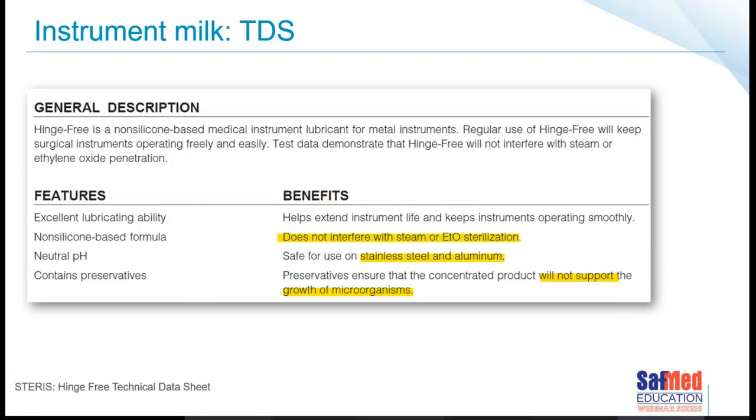So you can't go buy WD-40 or whatever the product's called off the shelf from the garage. You need a medical product, something that is designed for surgical instruments, not to spray your autoclave with. Something nice is if your product has a neutral pH, so it's safe for use on stainless steel and aluminiums. And of course, if you're using those kinds of products like milks, they are reusable products because they contain preservatives that will not support the growth of microorganisms when you're using them over an extended period of time, if that's the type of product that you are using.